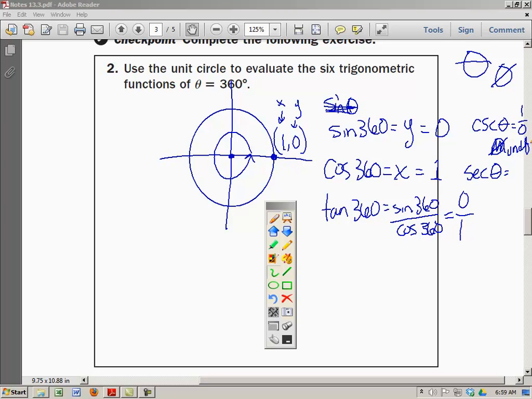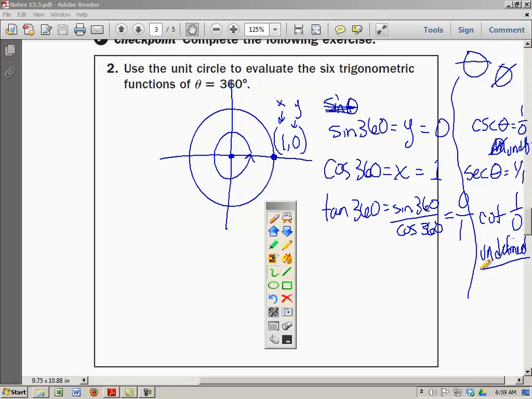All right, the cosecant is the reciprocal of 1 over 1, which is simply 1 over 1, or 1. And then the cotangent would then be the reciprocal of 0 over 1, which is 1 over 0, which is also undefined. All right? So that is the gist of using a unit circle.